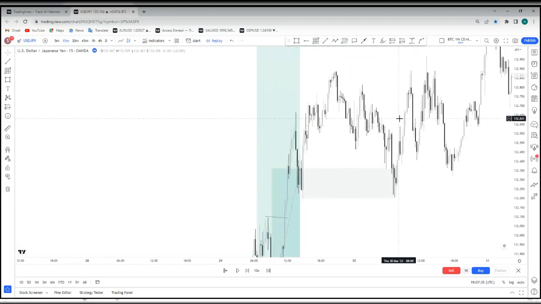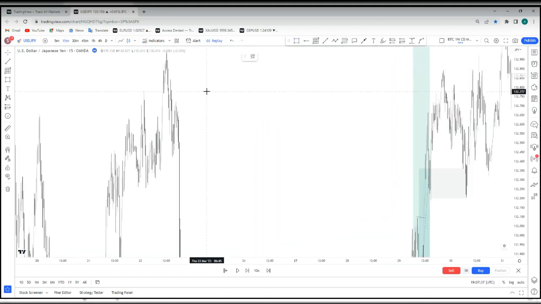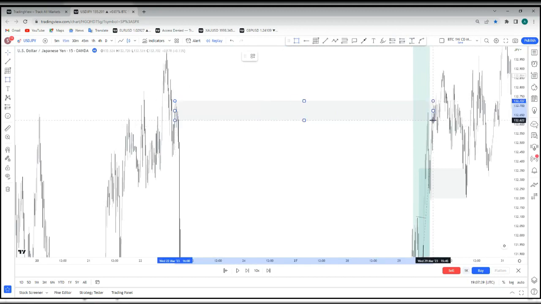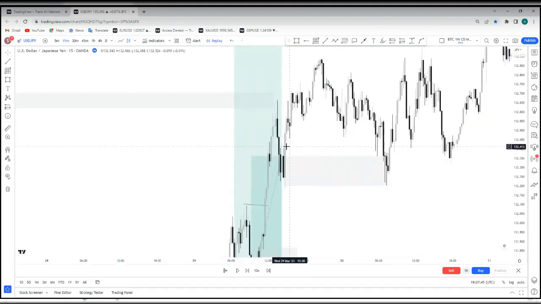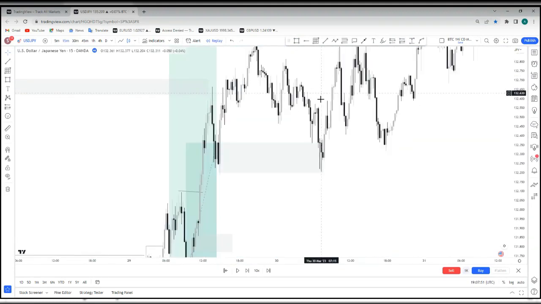So now, see the flip again. The same thing. Failed. After failing, we have what? External liquidity has been taken out. We have internal liquidity. And this is our point of interest. So from here, we'll be buying again, because we have inducement. We'll be buying again.